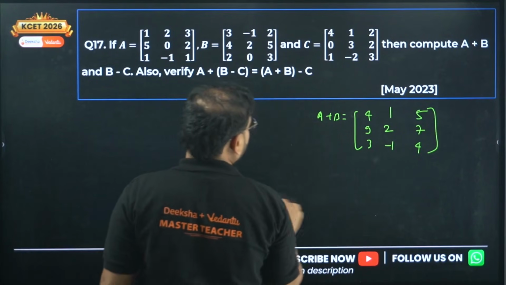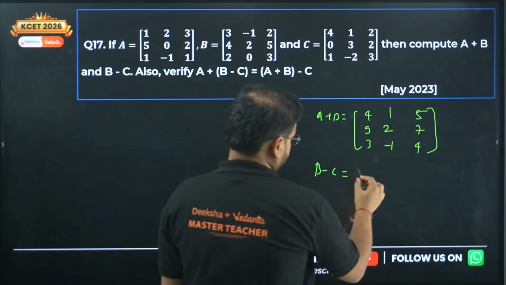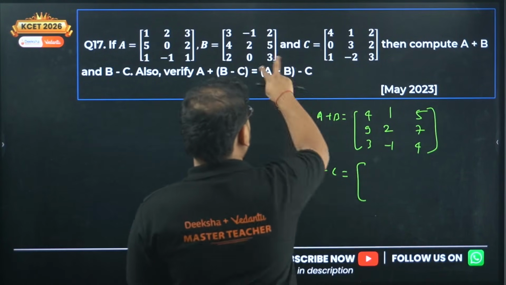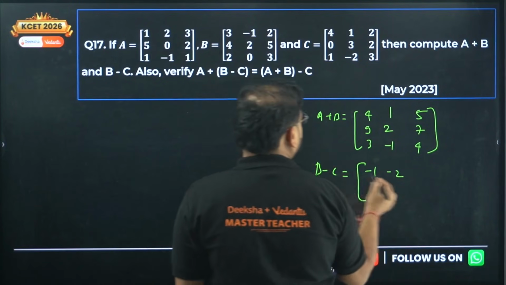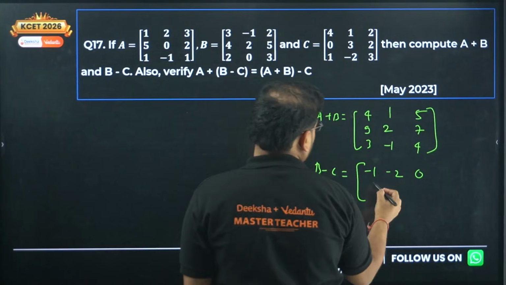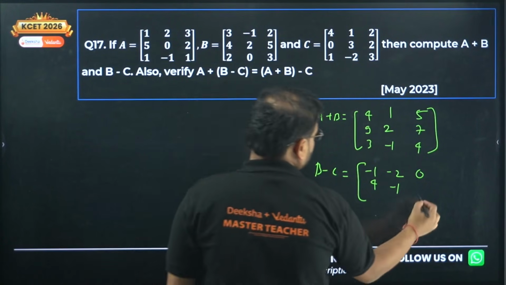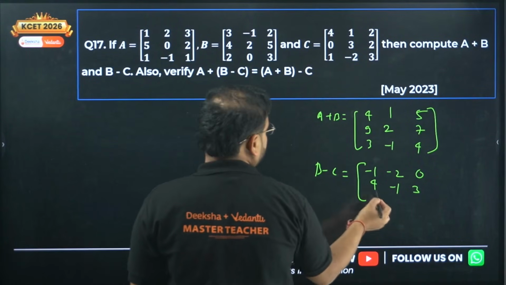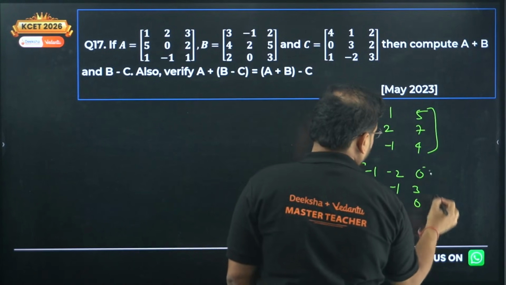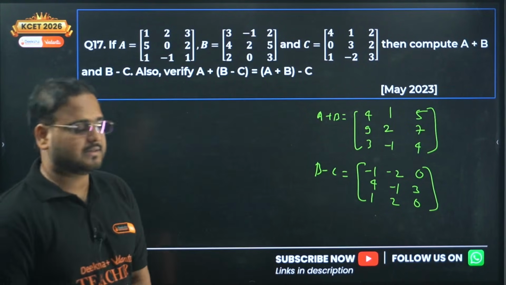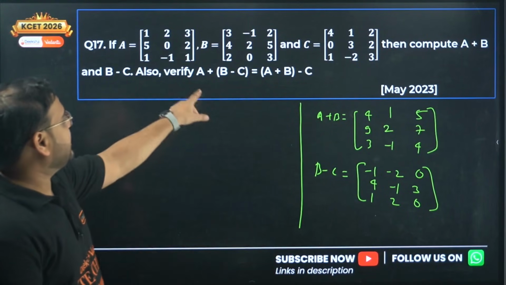What is next one? They're asking to find us B minus C also. Okay. B minus C, what is going to be from here? 3 minus 4 is minus 1, minus 2 and 0. What is next one? 4 minus 0. 4, 2 minus 3, minus 1, 5 minus 2, 3. 2 minus 1, 1, 0 minus 2 is going to be 2 and we have 0 over here. So B minus C. A plus B and B minus C. Found, sir. What's the next step? Find this result A plus B minus C.